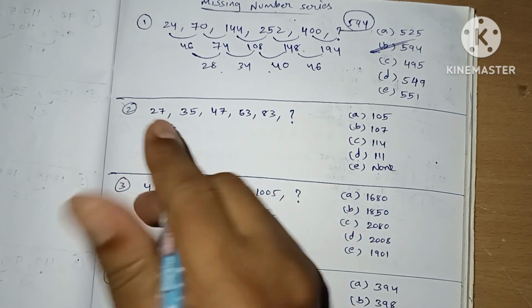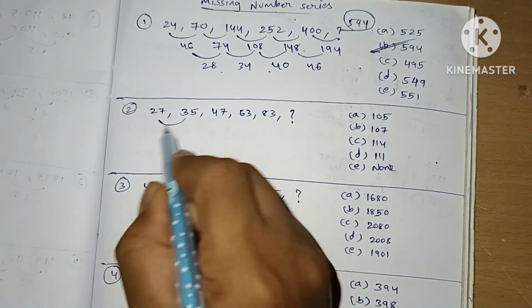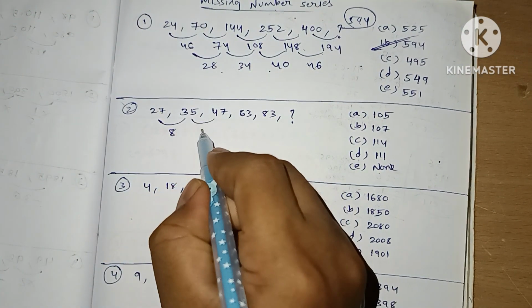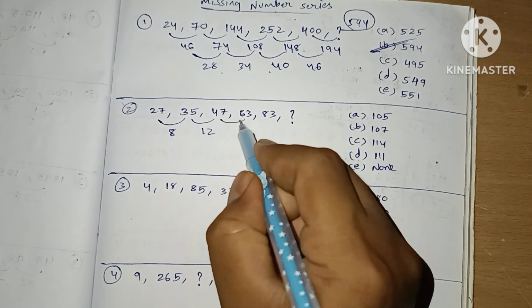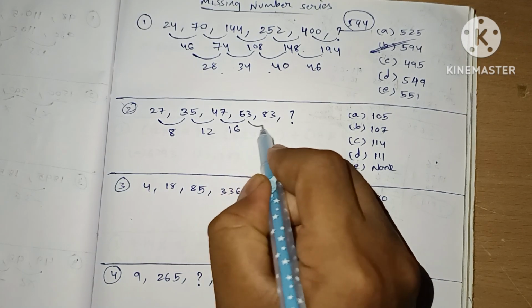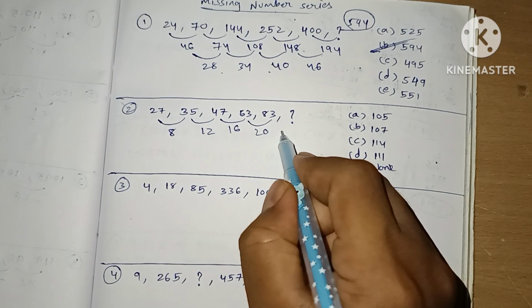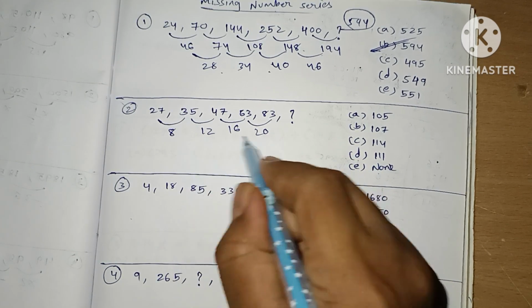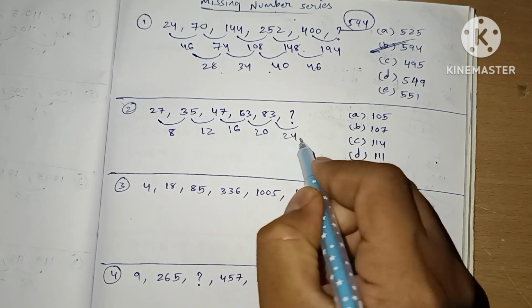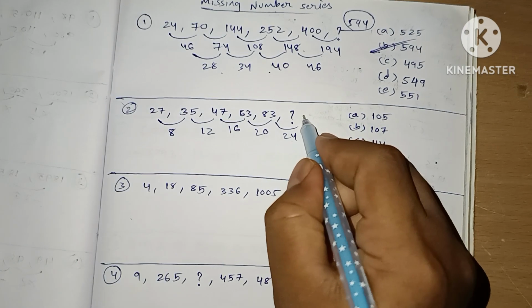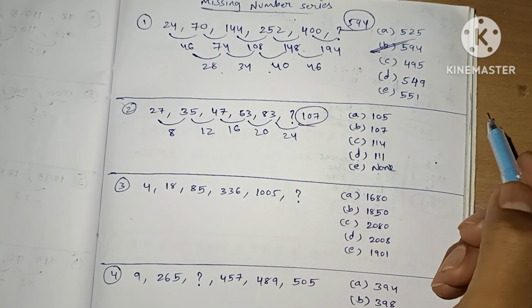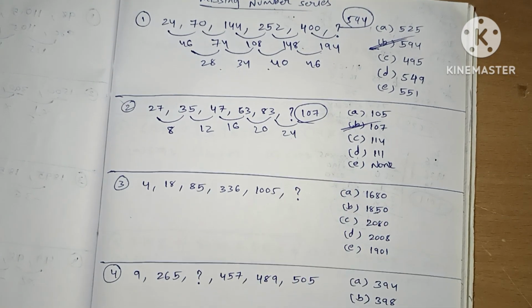Next, second question. 27 and 35. The difference is 8. Here the difference is 12. Here the difference is 16. Here the difference is 20. So there is a difference of 4. So this must be 24. 83 plus 24 will be 107. Answer will be option B.